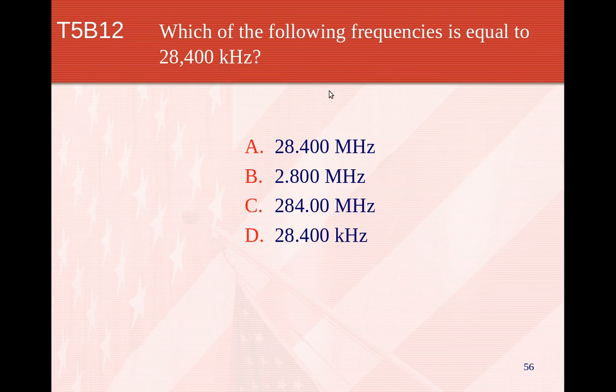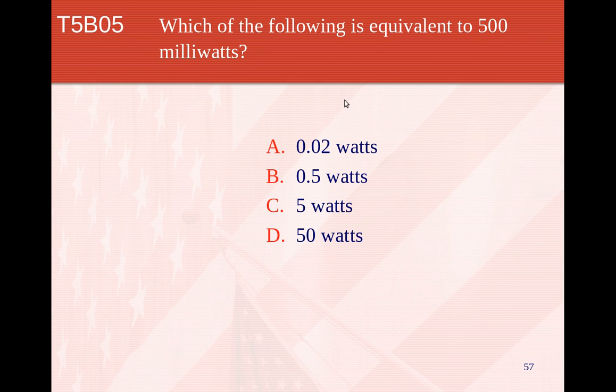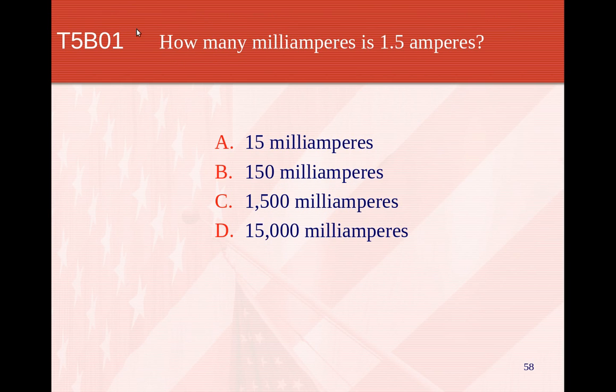Which of the following frequencies is equal to 28,400 kilohertz? 28.4 megahertz. Go over 3 places from K to meg. Which of the following is equivalent to 500 milliwatts? Again, move your decimal place over 3 times to the left, 0.5 watts. How many milliamperes is 1.5 amps? So amps to milli, go over 3 spots, 1, 2, 3. That's going to be 1,500 milliamperes. Notice the decimal place shifted over 3 to the right.